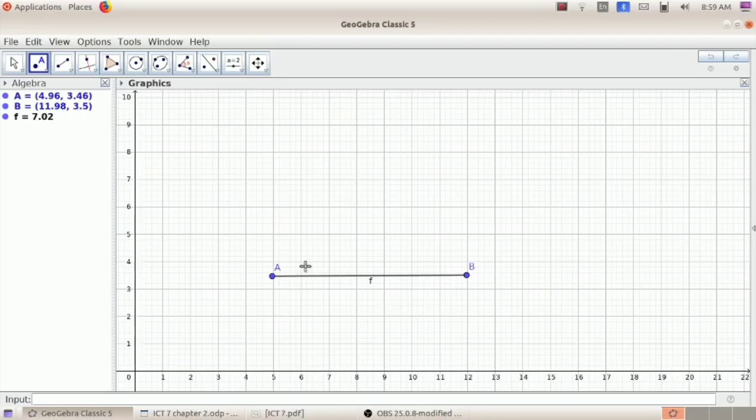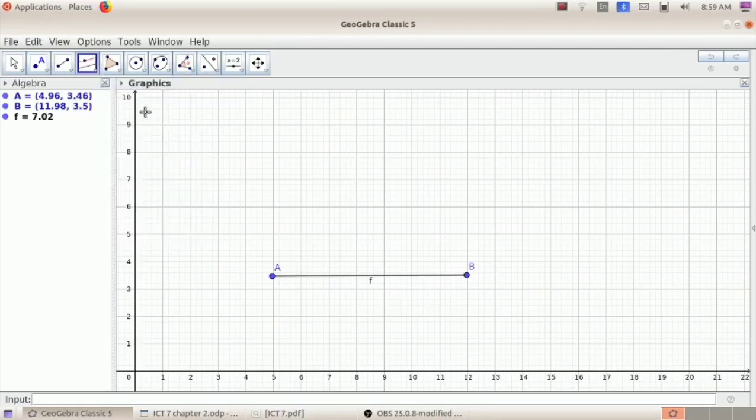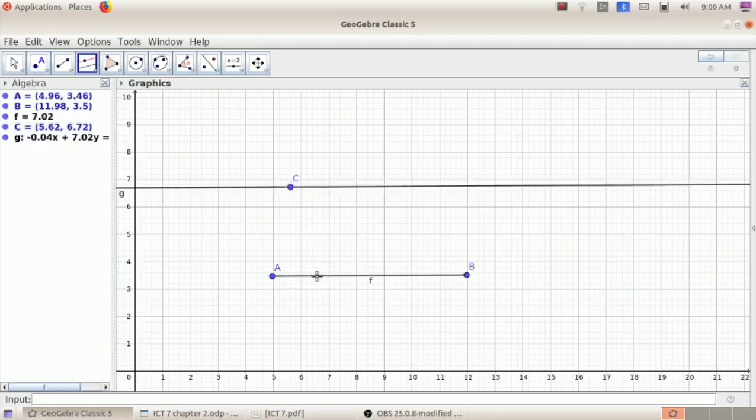For that, we have to select the parallel line tool, then put a dot a little away from this first line. We will put a dot here. Now we got the point C. Now click on this first line segment AB. Now we got a line parallel to the first line segment AB through this point C. This is how we draw parallel lines.